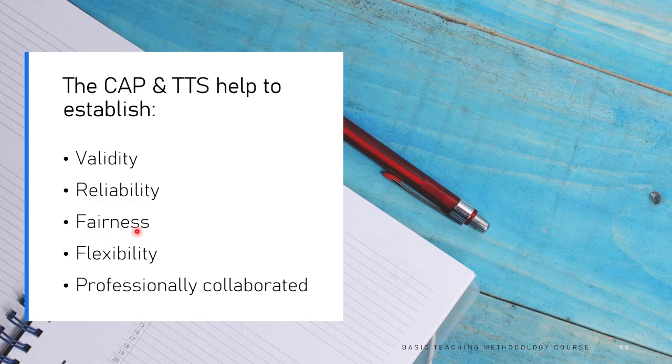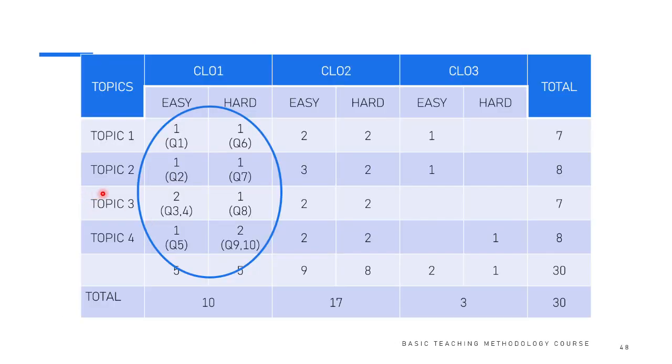Fairness: these two documents also establish fairness, whereby we can monitor whether there will be too many questions on a certain CLO that is unfairly distributed to other CLOs. For example, you tell the student to read everything. So let's look at the TTS, for example. You tell the students that the majority of the questions will be from chapters 3 and 4, for example. Or you say that the coverage is topics 1 to 4, read all, but then according to the TTS, there is an overburden of marks towards topics 3 and 4.